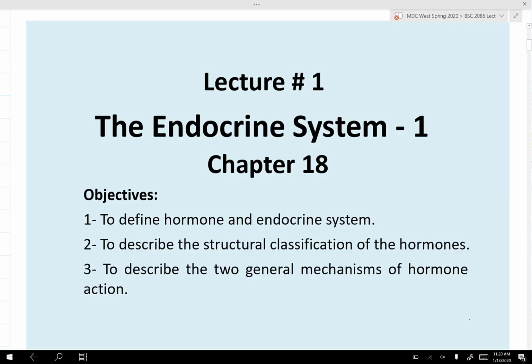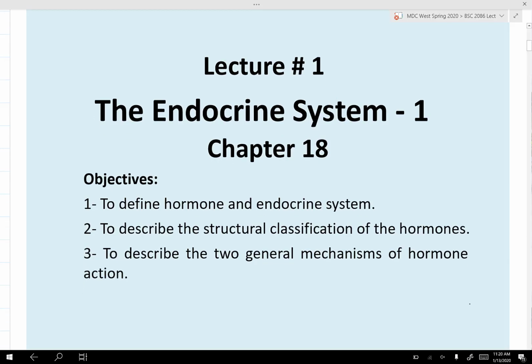Today we're going to start with the endocrine system, the objectives. What are the things that you need to learn from this presentation? We're going to define hormones, and we're going to talk about the endocrine system. We're also going to describe the different ways of classifying the structures of these hormones, what they do, and what their main function is in the body.